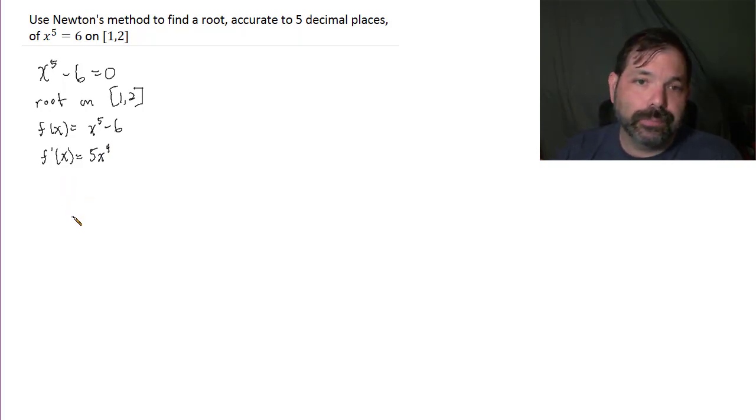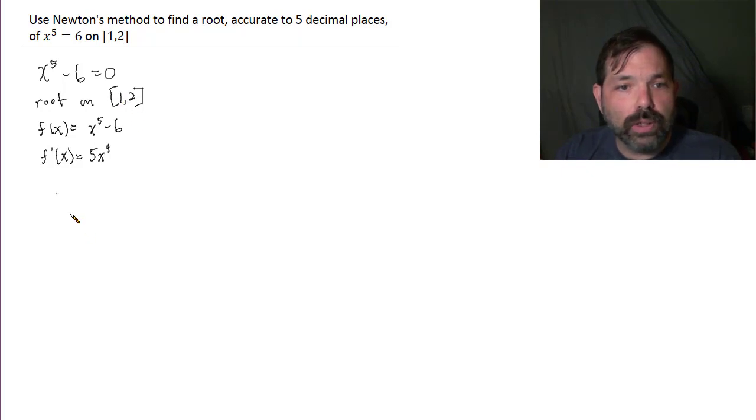Now, what do I use? Well, I know I have a root on 1 to 2. I'm going to say that my x sub 0, my initial guess, I'll use the midpoint, I'll use 1.5. So then my x sub 1, following Newton's method, is x sub 0, 1.5, minus the function at 1.5 divided by the derivative at 1.5.